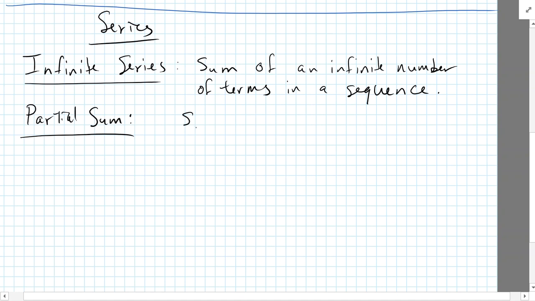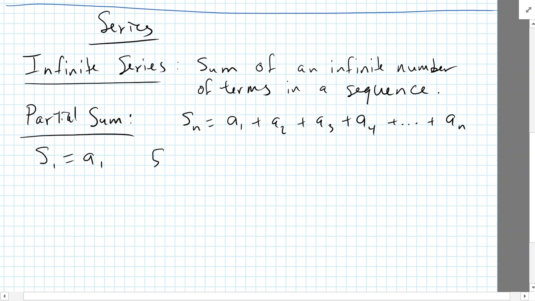So we'll pick some n: 10, 20, 100, a million. So for instance, the 10th partial sum is the sum of the first 10 terms. So it's the first term plus the second term plus the third term plus the fourth term plus ... all the way to the nth term, whatever that is. So if I want the first partial sum, it is the first term.